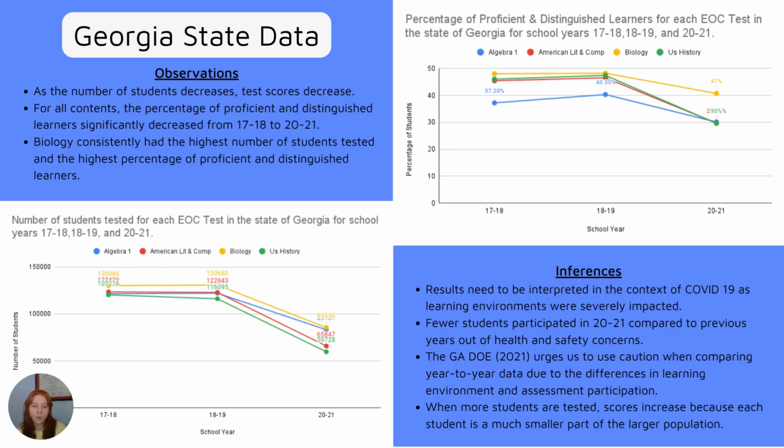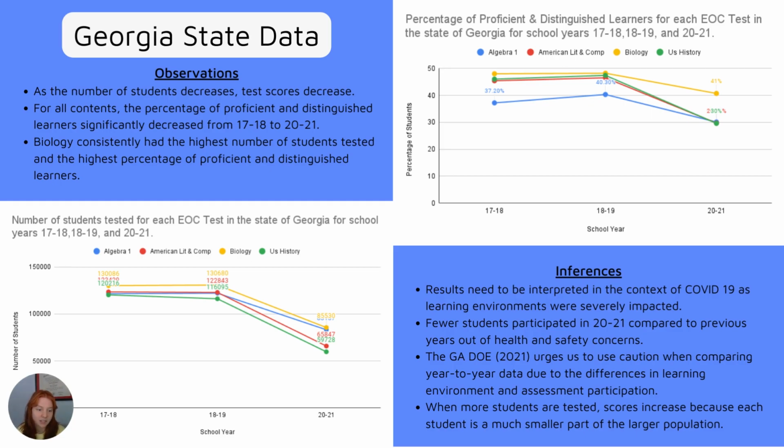Now, making these observations and knowing a little bit about what happened during these years, we can make some inferences. So results need to be interpreted in the context of COVID-19 as learning environments were severely impacted. And this caused fewer students to participate in 2021 compared to previous years out of health and safety concerns. The Georgia DOE urges us to use caution when comparing year-to-year data due to the differences in learning environment and assessment participation.